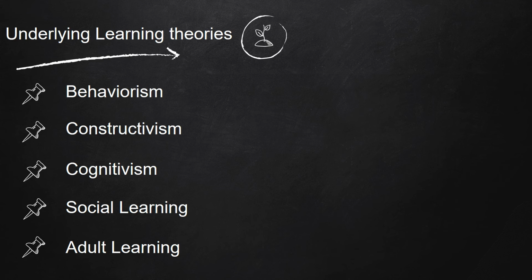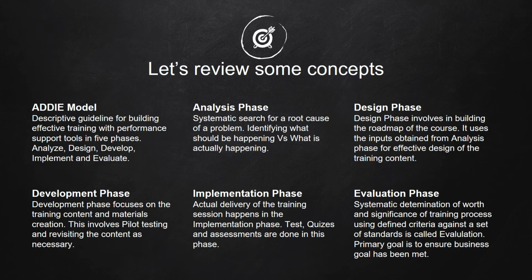Social learning says learning happens in the social context. It could happen by observation or through instruction. And adult learning says adults have different training needs. They are autonomous. Don't treat them as children, and they learn by doing and collaboration. So all these learning models are at play in the ADDIE approach.